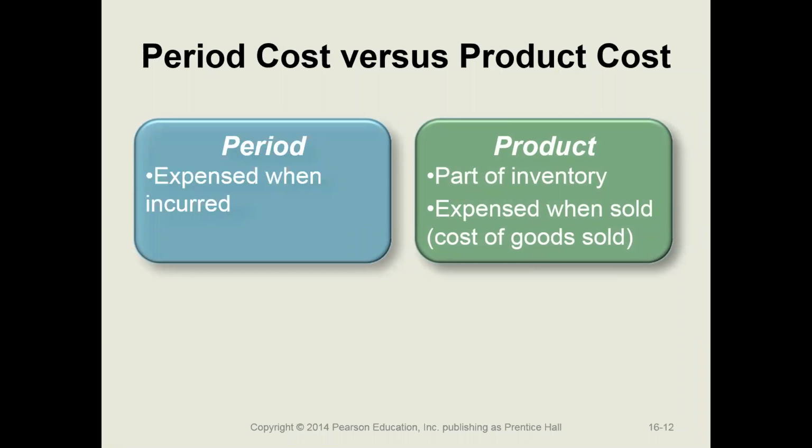So period costs are expensed when incurred. So in other words, as soon as those kinds of costs happen, you record it as an expense on your financial statements. Product costs, on the other hand, go into an account called inventory, which is an asset account, and then it's expensed when that inventory is sold. So it doesn't get expensed right away. It only gets expensed when the related inventory is sold.